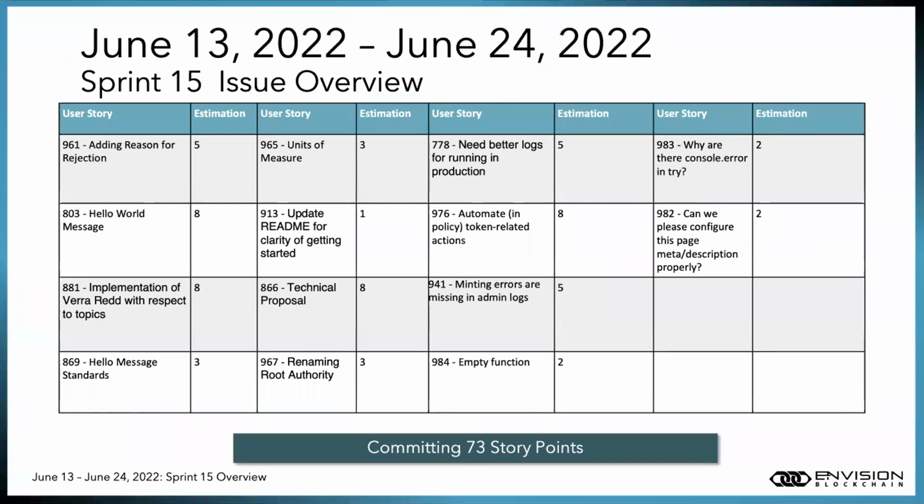Now looking ahead, we have sprint 15 coming up. Just highlighting some of the issues that we are going to be uncovering here. The sprint is going to last from June 13 to June 24th. At the moment, we have committed to 73 story points. Just to talk about some of them, we will be looking at 961, adding a reason for the rejection. We are also looking at 803, where we'll be adding a hello world message for standard registry. We'll be working on 965, units of measure. We'll also be looking at some of the errors and bugs, which are 941 and 778, and so forth.